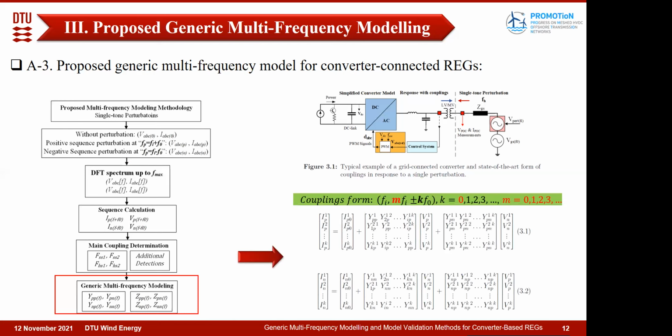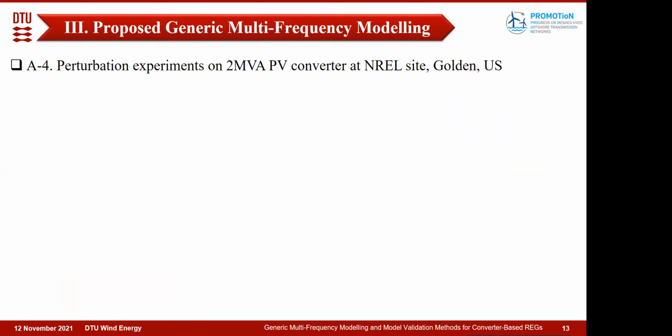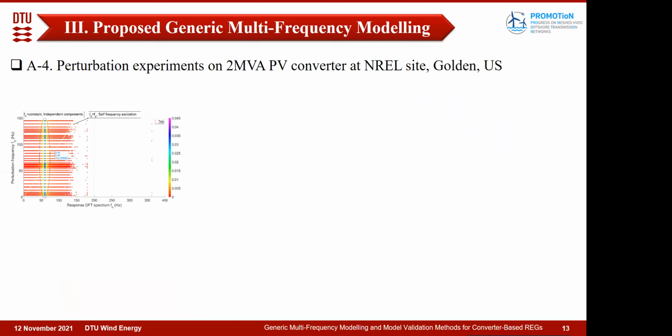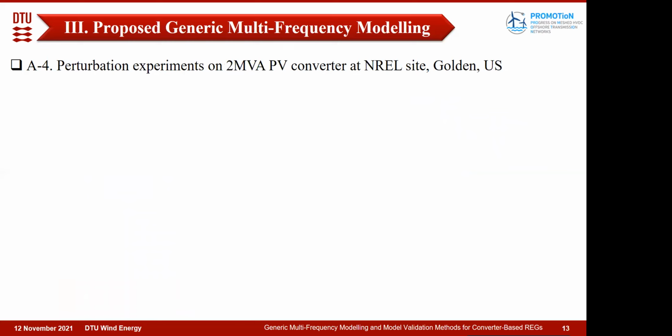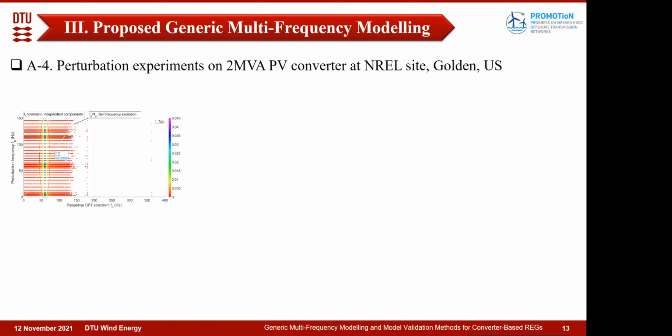So then, for example, in the generic form, we can see that these are the matrices in the sequence domain, positive and negative sequence, with the forms provided here, MFI plus MKF. Here it might seem very complicated, with big matrices. So first we should practice this in an experimental test to see if it can be simplified. So we did the perturbation test; we got the data for the perturbation tests from the NREL test site in the US. And one of the observations I'm showing here.